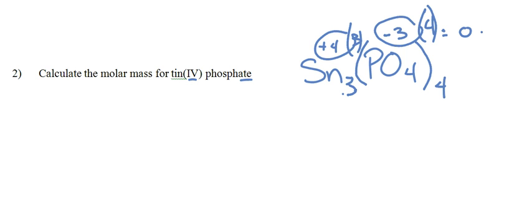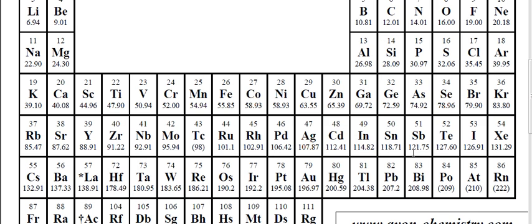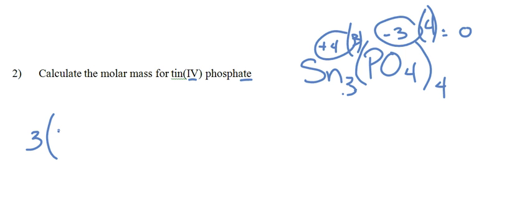Now to determine the molar mass, well, we have 3 tin atoms, and I don't have that memorized, and neither should you. So we need to look on our periodic table and find tin, which is right here, element number 50, and it has a molar mass of 118.71. Okay, so 118, oops, sorry, 118.71, and that's grams per mole. Again, molar mass, grams per mole.